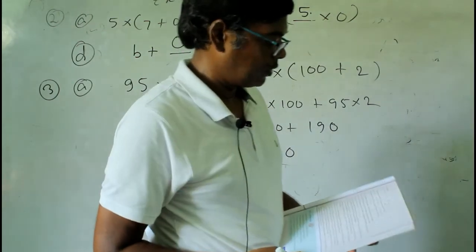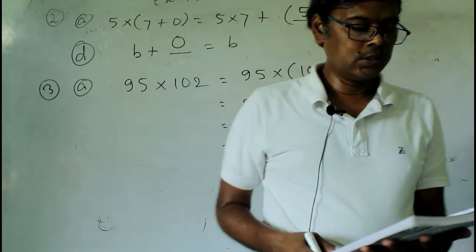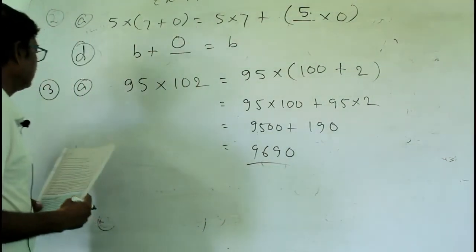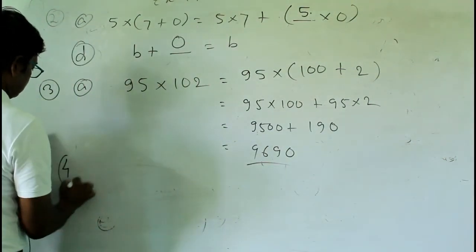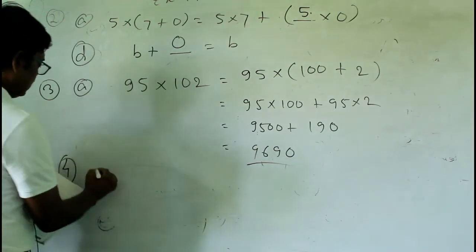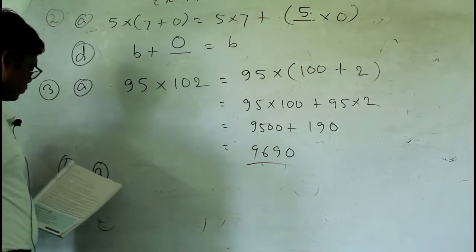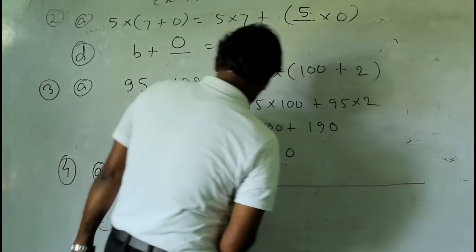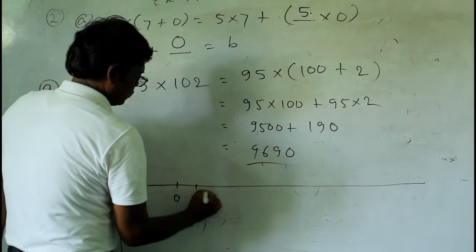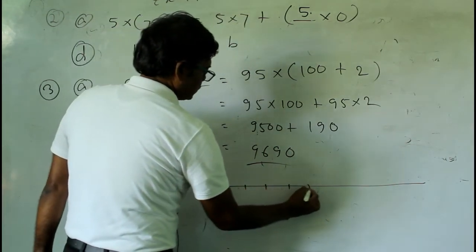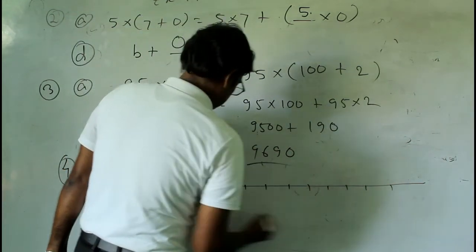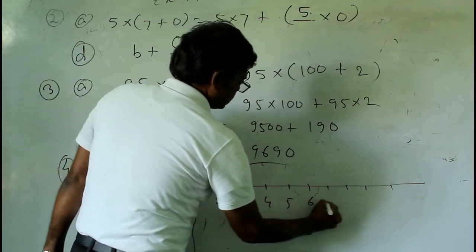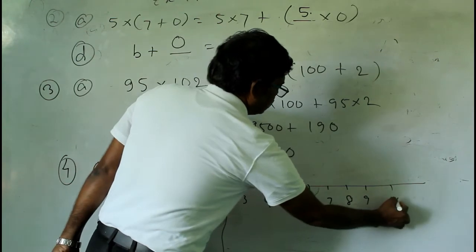Okay. Now question number 4. Draw a number line from 0 to 10 and show the result of the following. Okay, we have to solve on the number line. Question number 4, A. So 5 into 1. So if you draw the number line like this, this is 0 here. 1, 2, 3, 4, 5, 6, 7, 8, 9, 10.